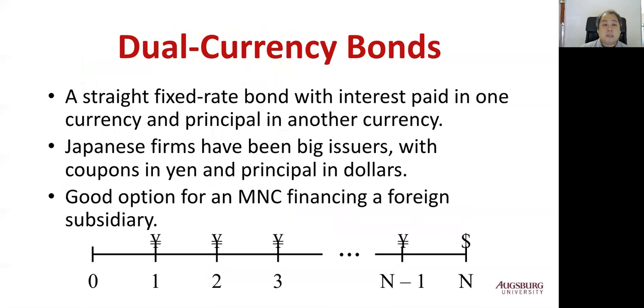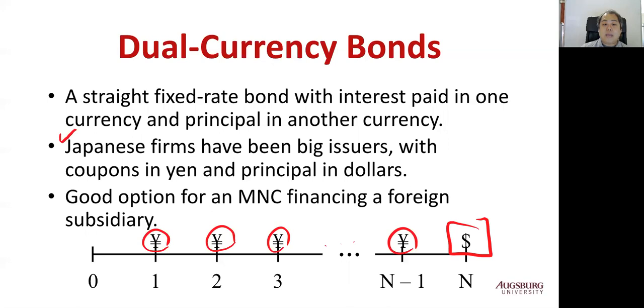Dual currency bonds pay in multiple currencies, usually two. This is a straight fixed rate bond with interest paid in one currency and principal in another. Japanese firms have been big issuers. They pay a yen coupon, and then eventually they pay dollars.